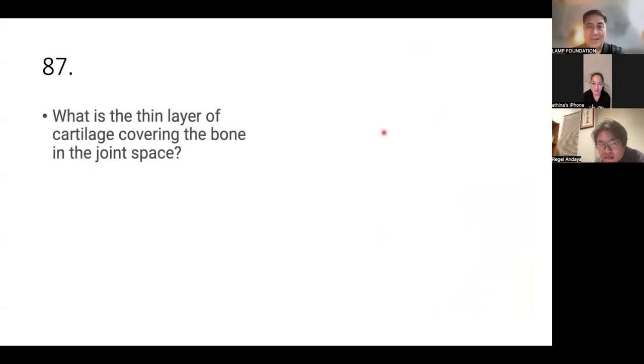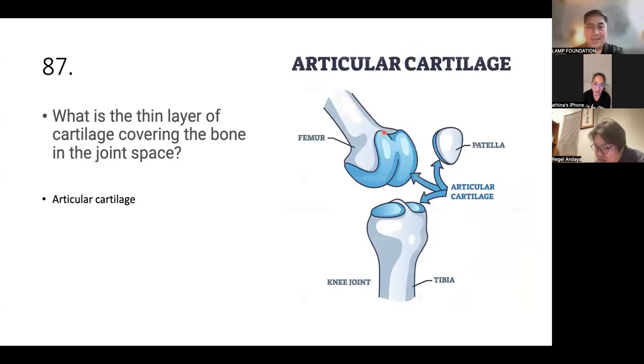Okay, so what is the thin layer of cartilage covering the bone in the joint space? It's called the articular cartilage. As you can see, this is the patella, this is the femur, and then this is the tibia. Remember, the knee joint. So you need an articular cartilage there to join all this together.